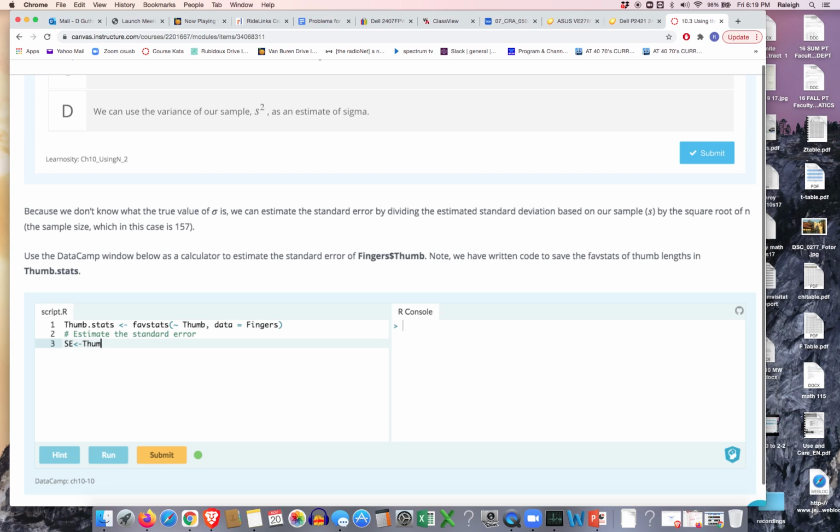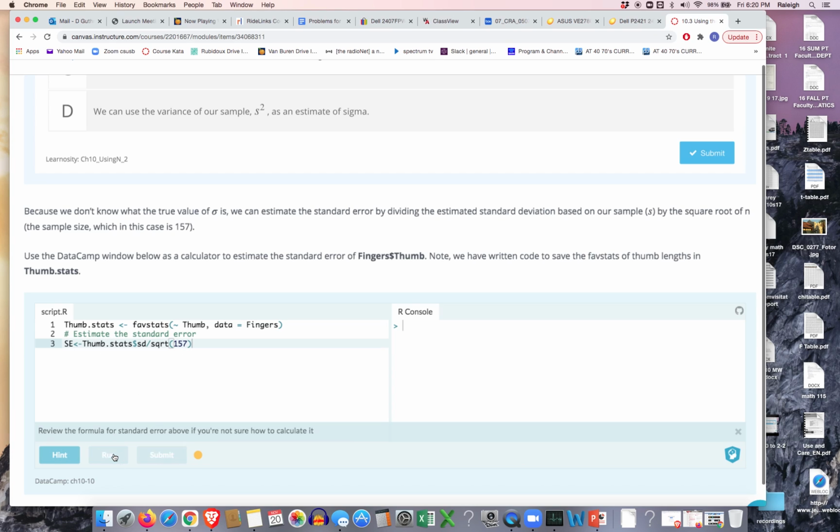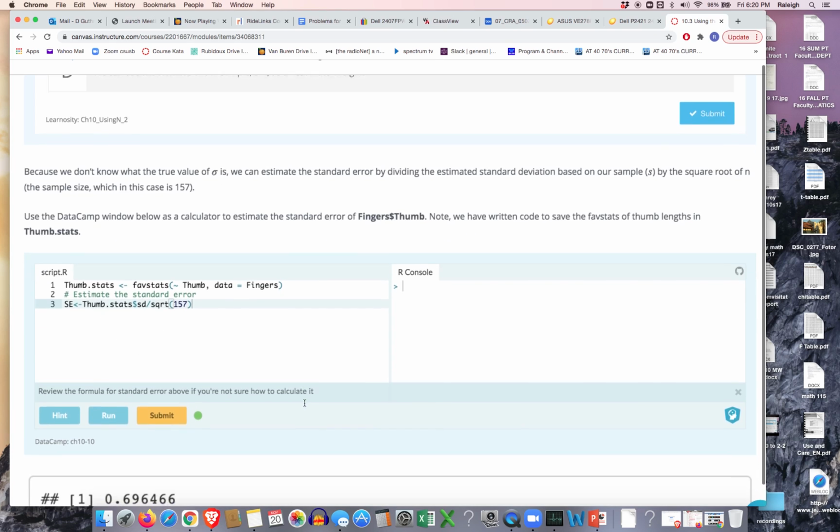So thumb.stats, and we can go ahead and say $SD, because we're after the standard deviation part of the thumb.stats. Now that we have that in tow, we can divide that by the square root, SQRT, of 157. And I think that that's going to be it. We don't need to do anything else. So the hint was, of course, to review the formula for standard error if you're not sure how to calculate it. So yes, square root of n. That's all we have to do. So let's go ahead and run that and see what we get.